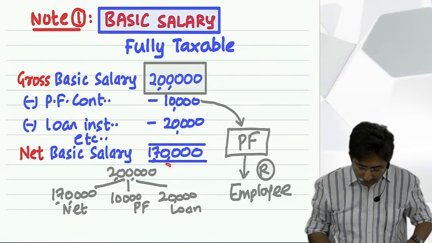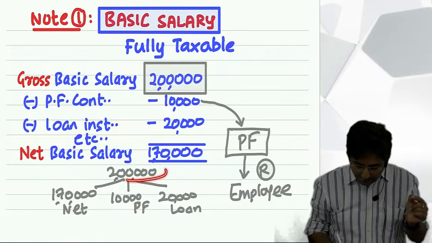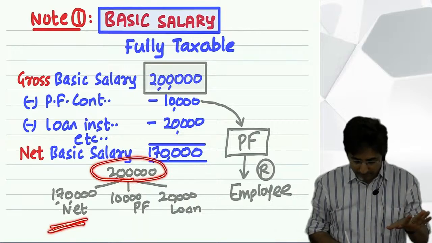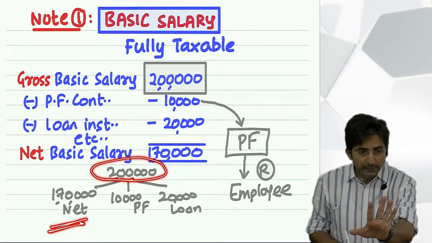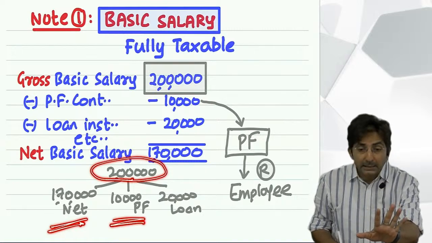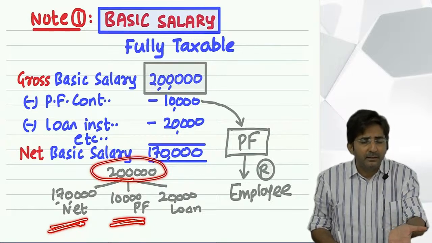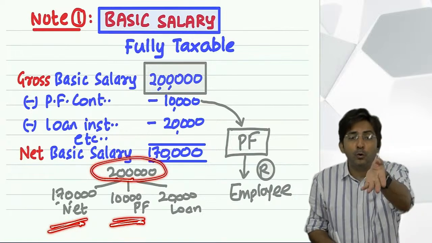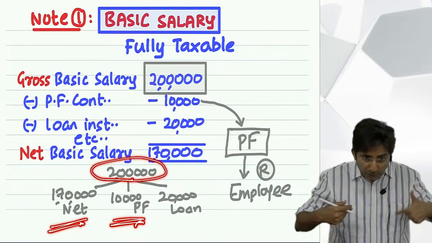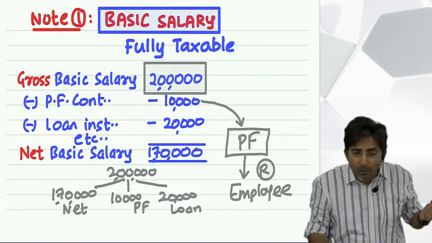Now analyze this salary. Out of the 2 lakh gross amount, you received 1,70,000 in your hand, and that will be taxable. This 10,000 you feel you are not getting, but you will get it. It is your money only. And on your money, if you don't pay tax, who will pay tax? Will the boss pay? I am talking about the provident fund.